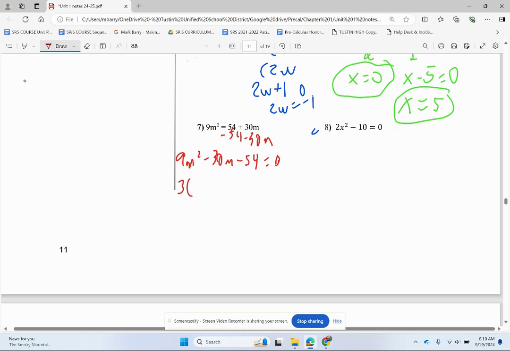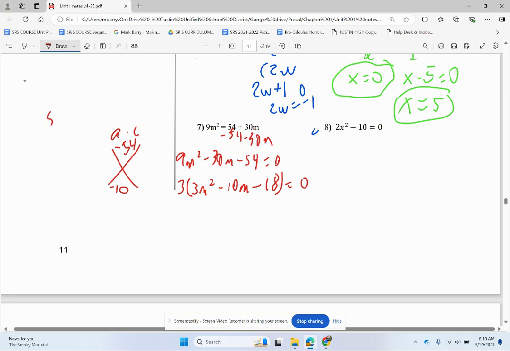So I'm going to do 3 parentheses, 3m squared minus 10m minus, let me see, what would that be? 54 would be 18, yep. Okay, equals 0. Now I can try to factor the inside now. So now my a times c would be 3 times negative 18, which is negative 54. And then b would be negative 10.